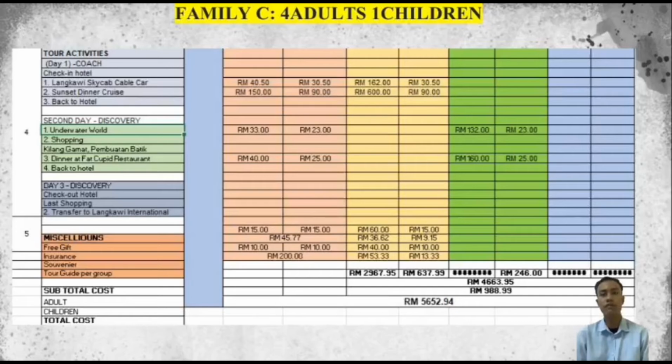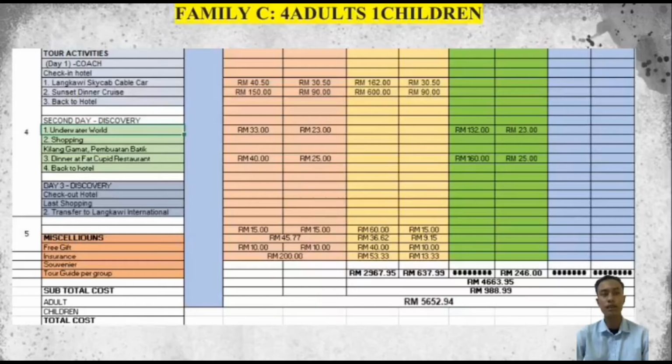So for 4 adults it will be 162 ringgit, and for children it will be 30 ringgit and 50 cents. Number 2 is the Sunset Dinner Cruise, which is 150 ringgit per pax for adults and 90 ringgit per pax for 1 child. And the total cost is 600 ringgit for adults and 90 ringgit for children.